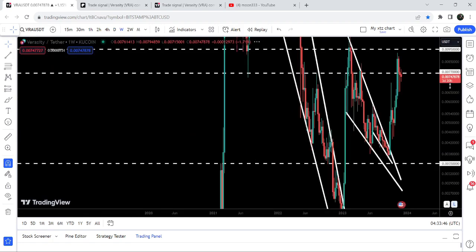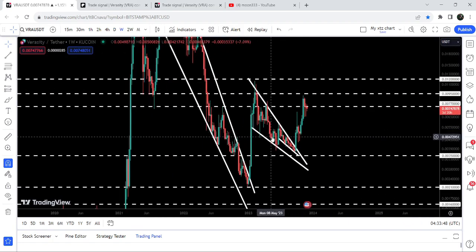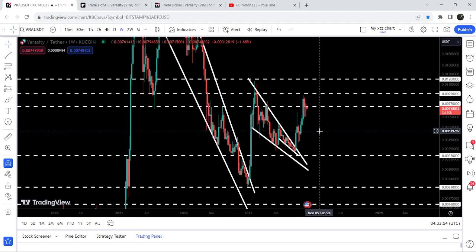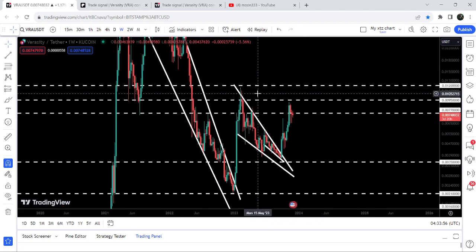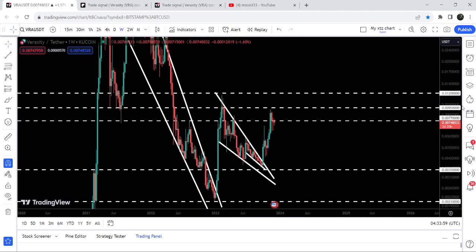The target for the smaller falling wedge pattern was here at the smaller falling wedge pattern top, that is approximately at 4.7 cents, and the target for this bigger falling wedge pattern is here at the top of the wedge. That is approximately at 1.2 cents. But before that, we need to break out these two resistance levels.